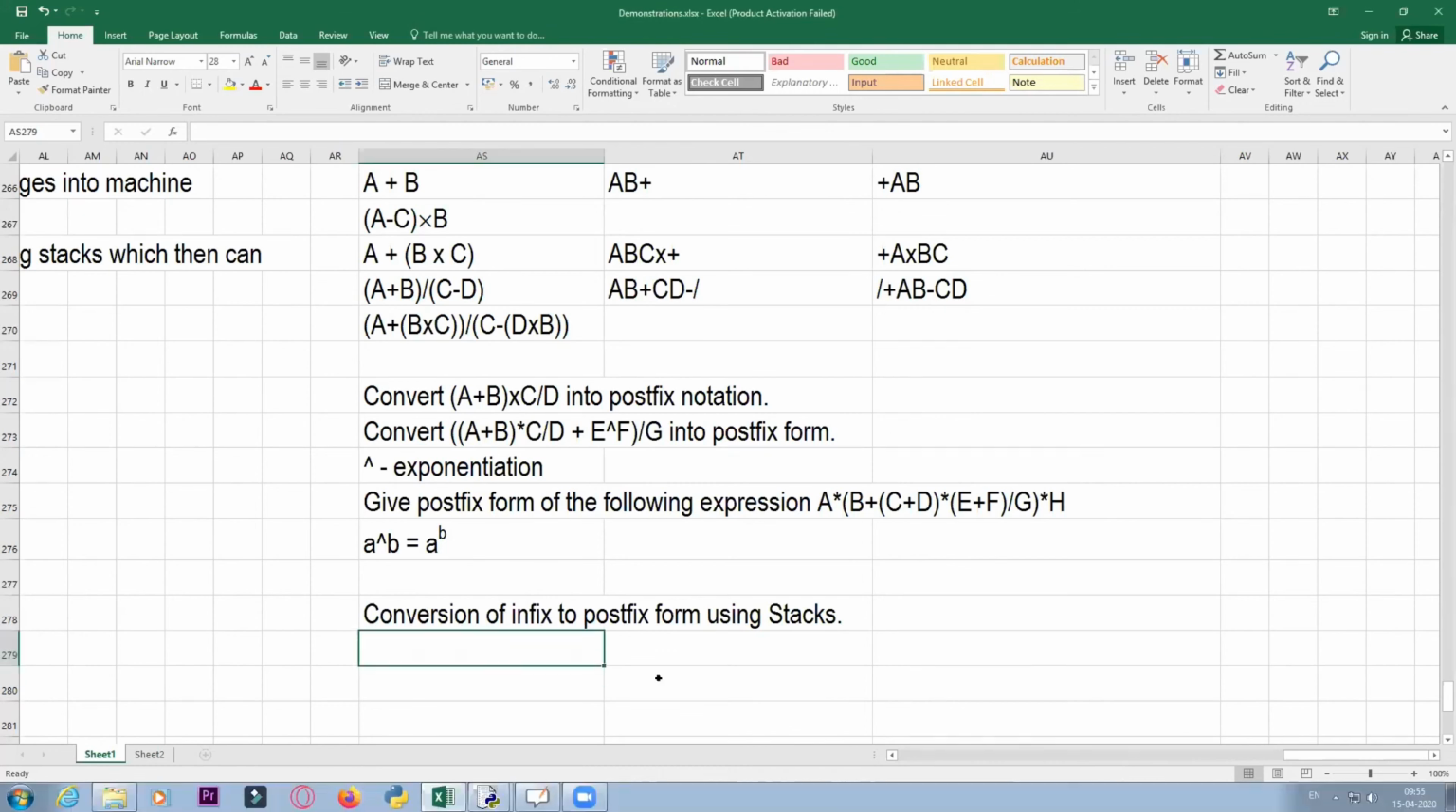The stack method of conversion of infix to postfix, and then there is a program also for this, which we will be seeing later on.